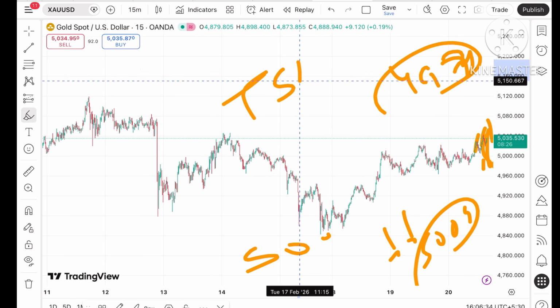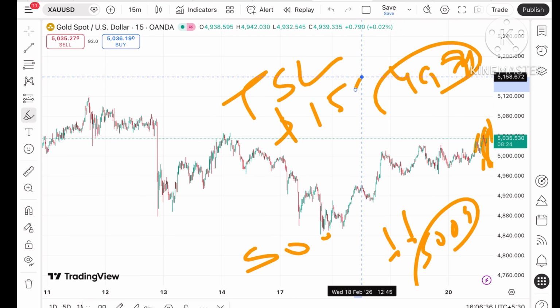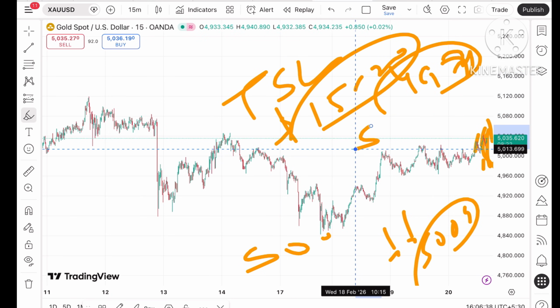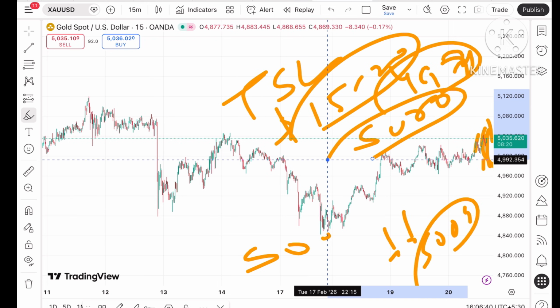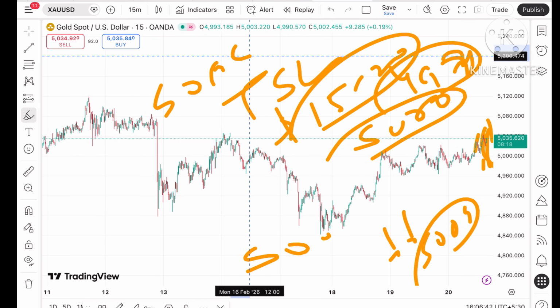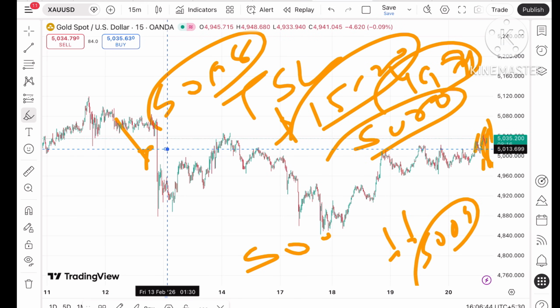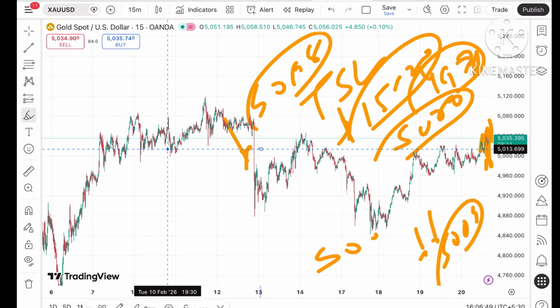So it is very important for you to trail your SL by around $15 to $20 if the price sustains above 5080, or if it starts falling below $5008 towards the downside. So trailing your SL is important, so at least you will capture the upside movement as well as the downside movement.